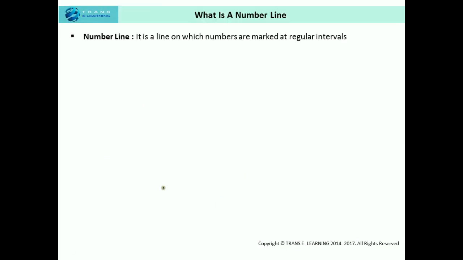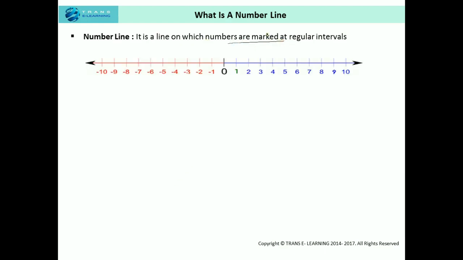So let's start. First of all, what is a number line? A number line is a line on which numbers are marked at regular intervals. You can see here that the different kinds of numbers, whether negative, zero, or positive, are marked at regular intervals from each other.